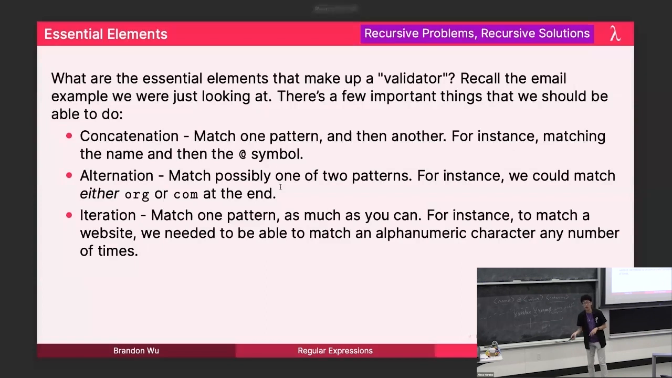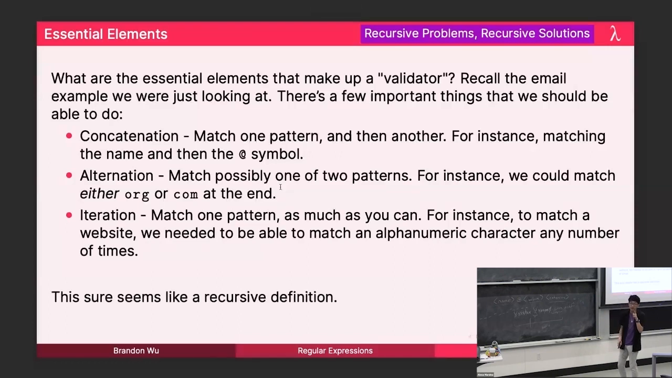And then finally, iteration. I should be able to match a pattern as much as I possibly can, because I need to match a website, for instance. I needed to be able to match an alphanumeric character any number of times. So we iterated, basically. We said, give me an alphanumeric character and consume an alphanumeric character any number of times. Okay? So these three things are going to boil down the essence of what we want in a validator. And this should seem like a recursive definition because it is.